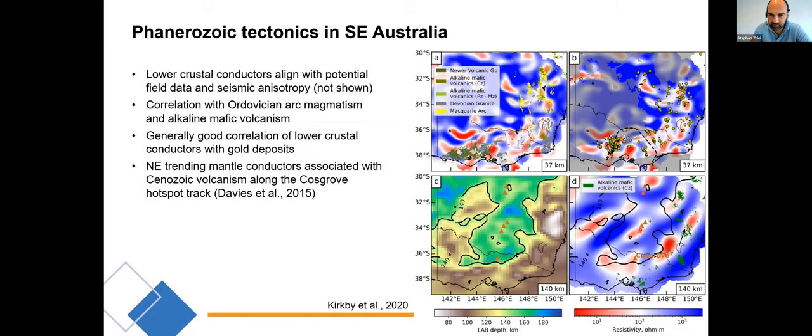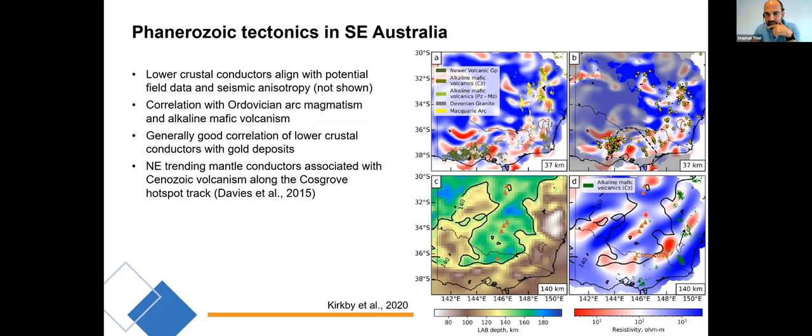There's also a very nice correlation, as you go deeper into the mantle, with very recent volcanism along one of the longest hotspot tracks, the Cosgrove hotspot track, which you can see here. The volcanism is these triangles, and again you see a very nice correlation with LAB topography. You have shallower LAB in these areas, and you see these volcanoes poking through.